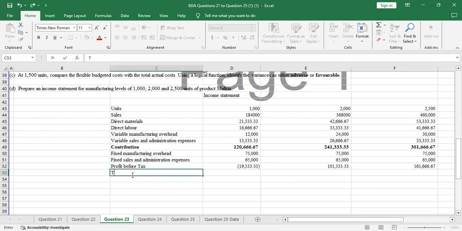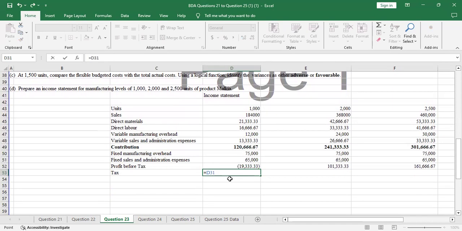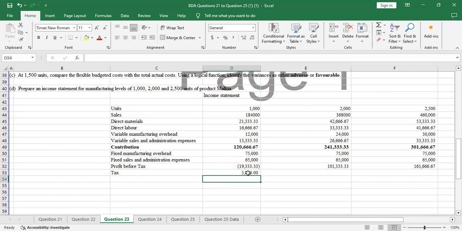Then we have tax. The tax rate will be charged at 30%. So it will be 30% times the profit before tax. I'll lock this, because I'll use it all through. So I'll enter. Yeah, so you have a positive 58.